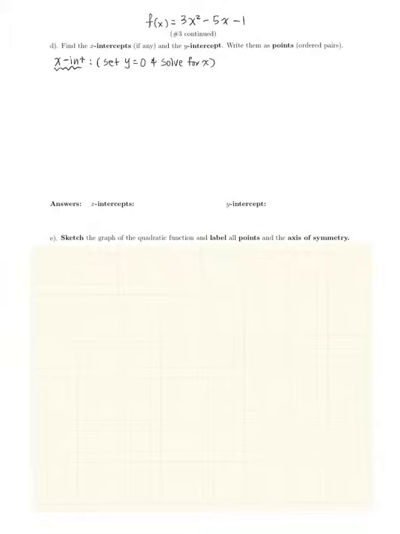Okay, so y equals f of x. What we need to do is set 3x squared minus 5x minus 1 equal to 0, and your job is to solve for x. I don't think we can factor this, so I'm going to use the quadratic formula. Our x is going to be minus b, so positive 5, plus or minus the square root of b squared minus 4 times a times c, the whole thing divided by 2 times a.